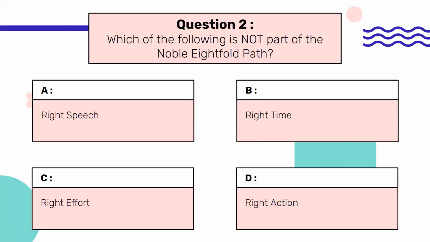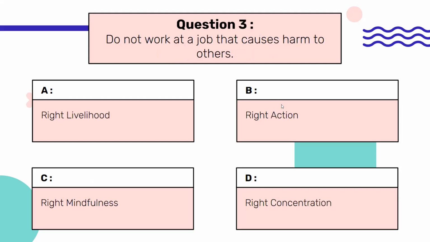Next is, which of the following is not part of the Noble Eightfold Path? A, right speech, B, right time, C, right effort, and D, right action. The correct answer is B, right time. Question 3. Do not work at a job that causes harm to others. Which part includes this? A, livelihood, B, action, C, mindfulness, and D, concentration. The correct answer is A.